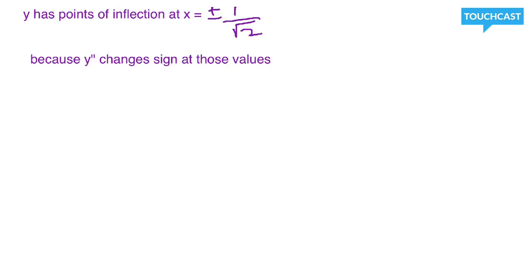You could choose to be more specific. You could say because y double prime changes from positive to negative at x equals negative 1 over root 2, and from negative to positive at positive 1 over root 2. But it's not required. We just need to specify that we recognize we did enough math that we believe we've shown that y double prime changes sign at those two places.